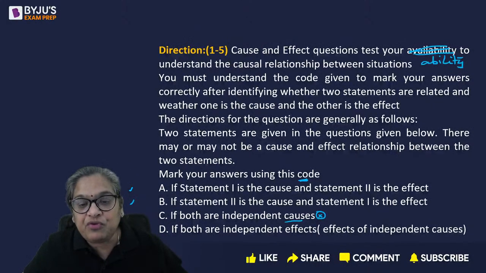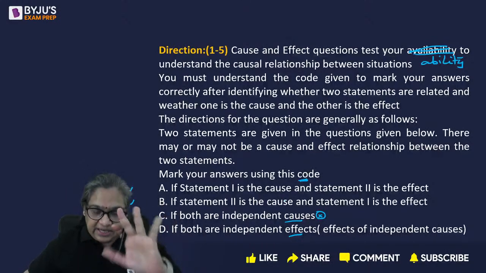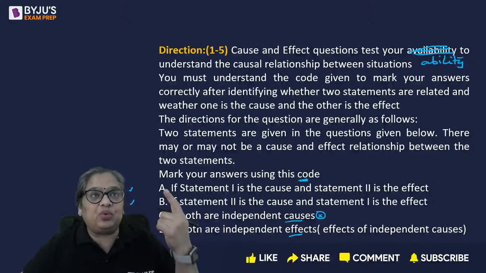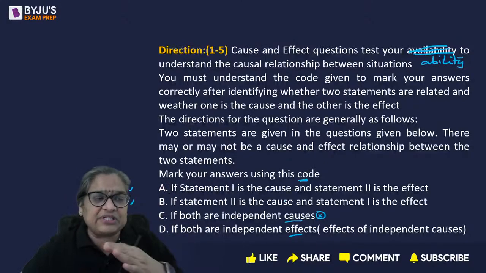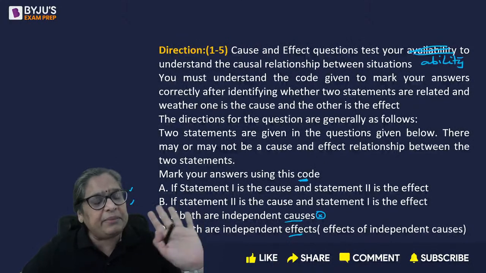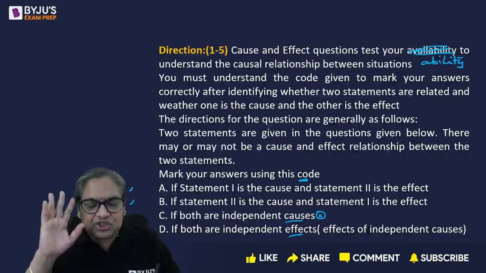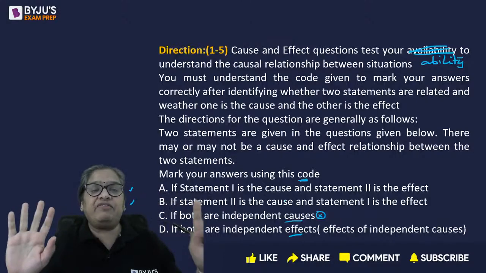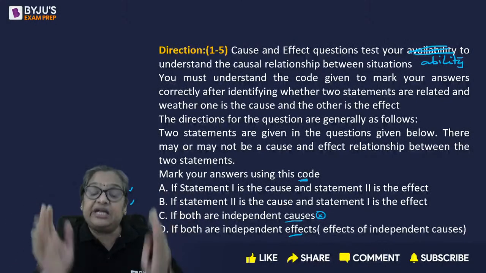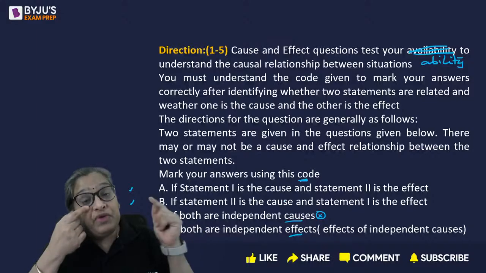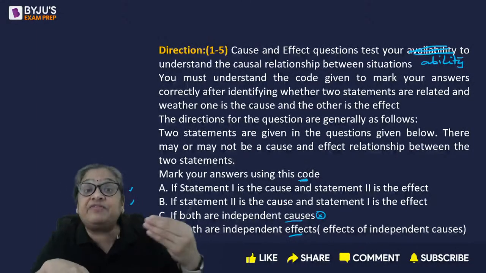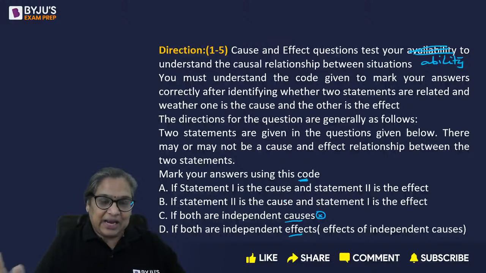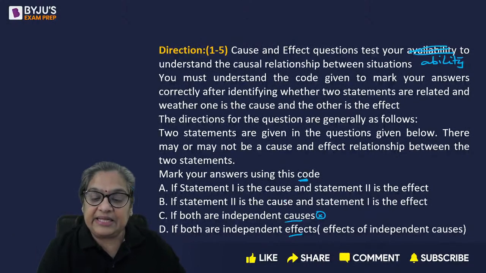So if you get two statements which are not related, the answer is independent effects, not independent causes. CLAT in some years, I think 2008, 2009, has gone ahead and called them independent causes, but it cannot. Just use your logic to see how that is not possible. If two statements are given which are not related, we will call them effects. We cannot call them causes unless we know what they caused. Clear? All right. Let's move to the next.